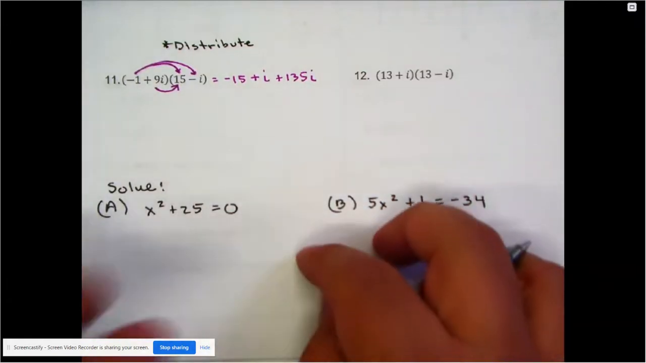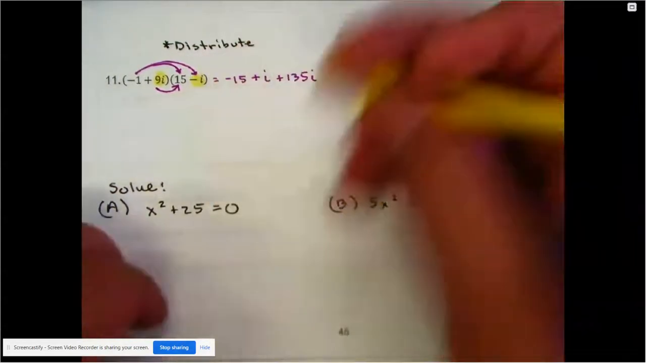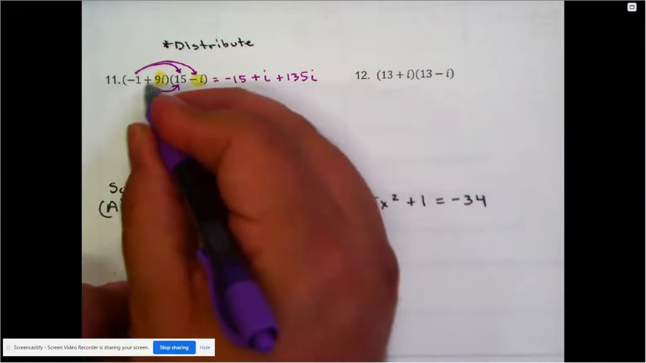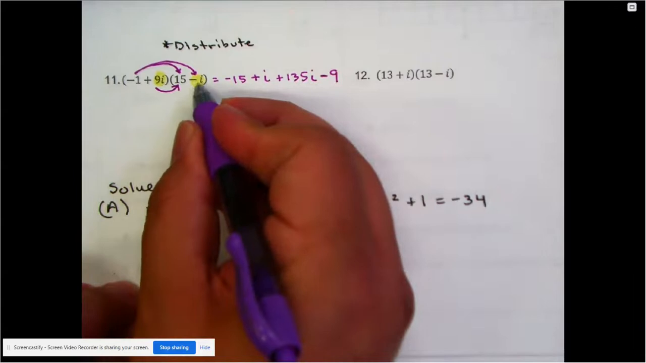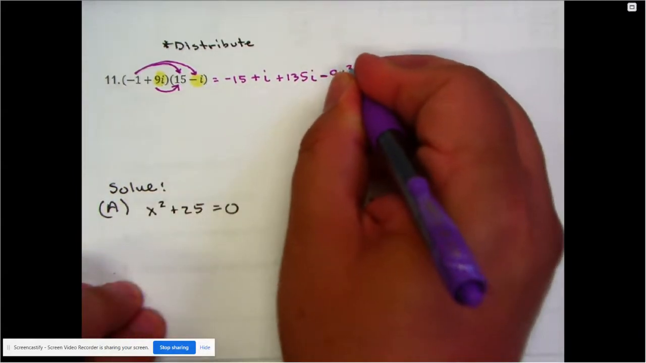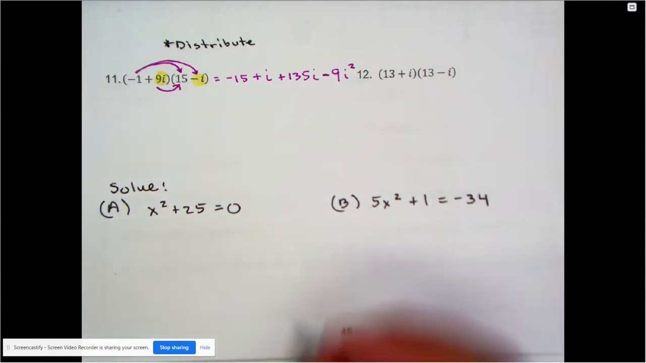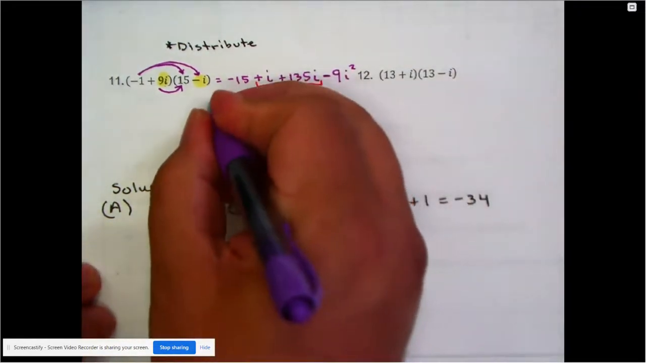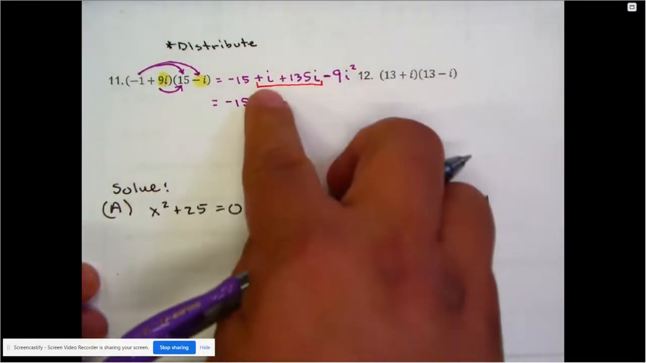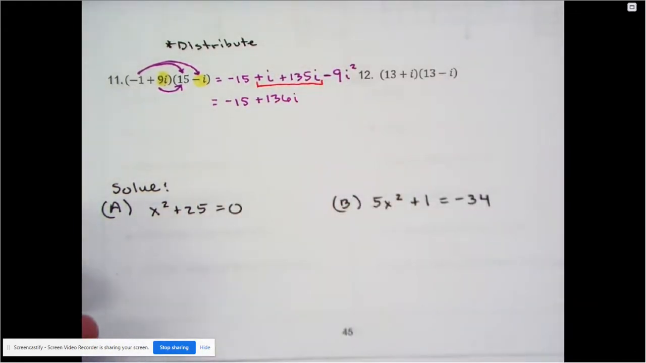Here's the one you need to watch out for. We're about to multiply 9i with negative i. So positive 9 times a negative is negative 9. But remember, i times i, we learned in Algebra 1, that would be i squared. Okay? Doesn't change the rules. We are going to combine these two like we've always done in our Algebra 1 days. So negative 15, 1i plus 135i is 136i, of course. Here's again where you have to be careful.